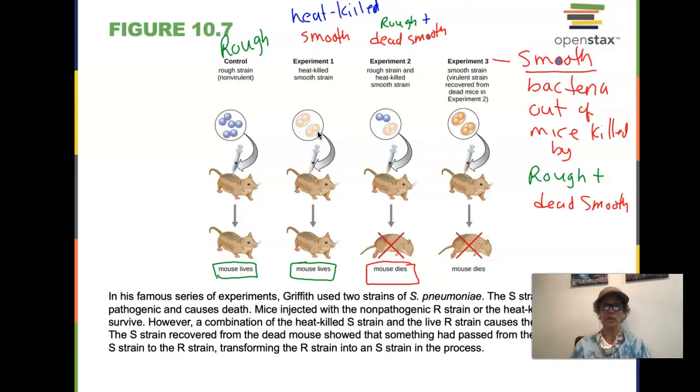And the final result was that only the DNA from the smooth bacteria, when added to the rough bacteria and injected into the poor little mouse, the mouse died and smooth bacteria were recovered. So carbohydrates can't do it, proteins can't do it, RNA can't do it, but DNA is the transforming chemical that gave the rough bacteria a new trait. So this was definitely evidence that DNA is the genetic material.